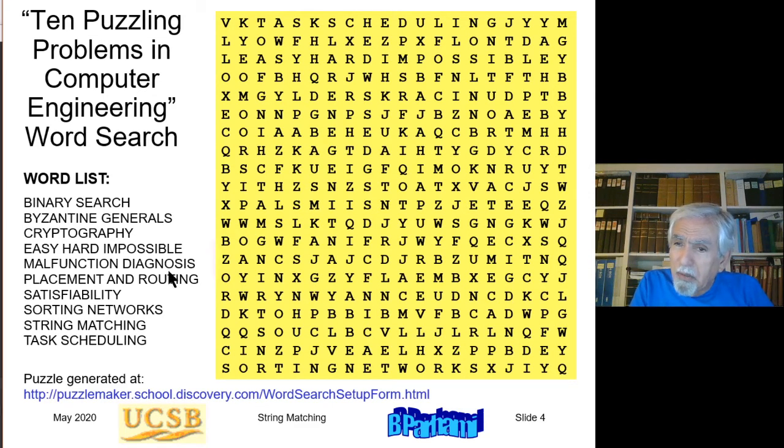So when the clue is the same size as the width and height of the puzzle, it means the clue in the puzzle extends from one edge to the other edge. So either from top all the way to the bottom, or bottom to the top, across, diagonally. And then you see here malfunction diagnosis. You find it easily on the anti-diagonal, going from top to bottom.